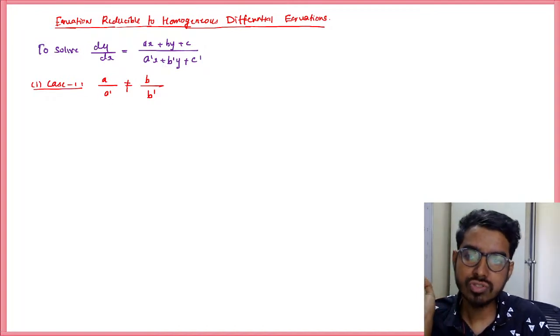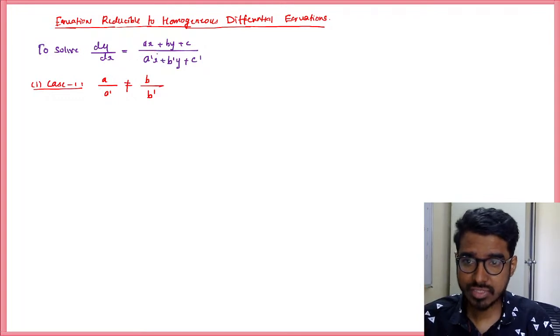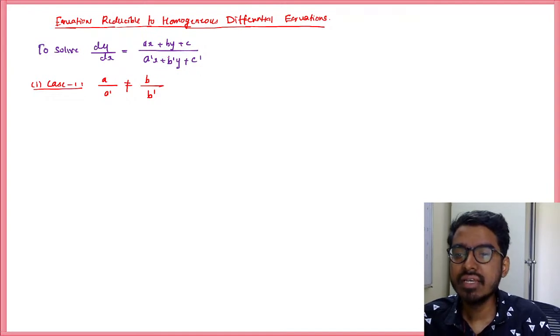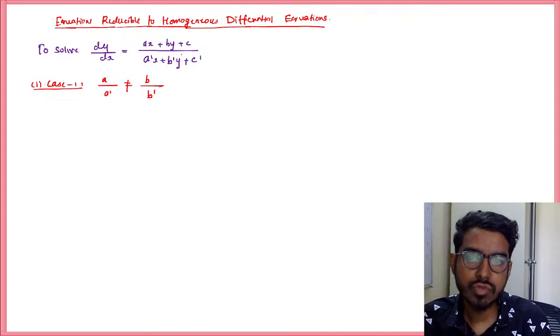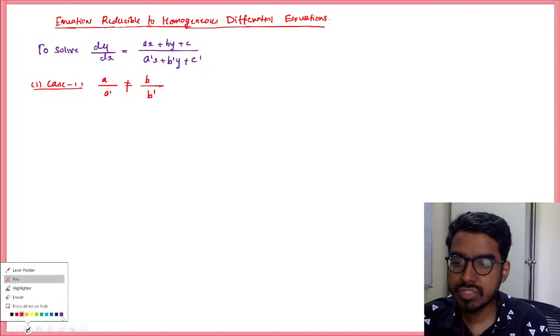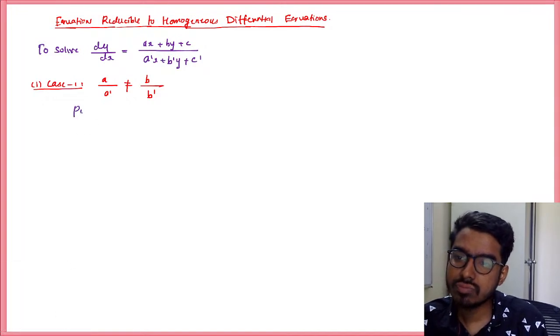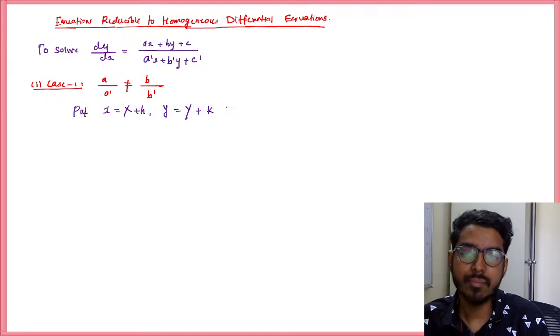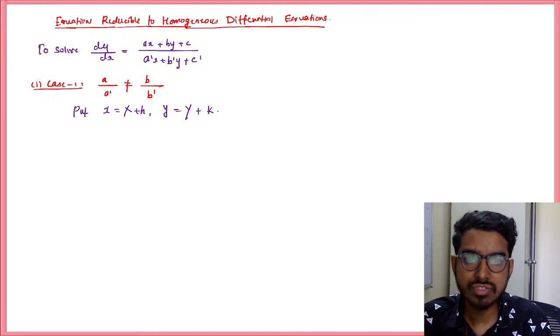So how to solve dy by dx equal to (ax plus by plus c) divided by (a dash x plus b dash y plus c dash) whenever a by a dash is not equal to b by b dash? We know this can be reduced to a homogeneous differential equation, right? So what you have to do is, I'll tell you the procedure. Put small x is equal to capital X plus h. Put small y is equal to capital Y plus k, right? We have to use this substitution first.